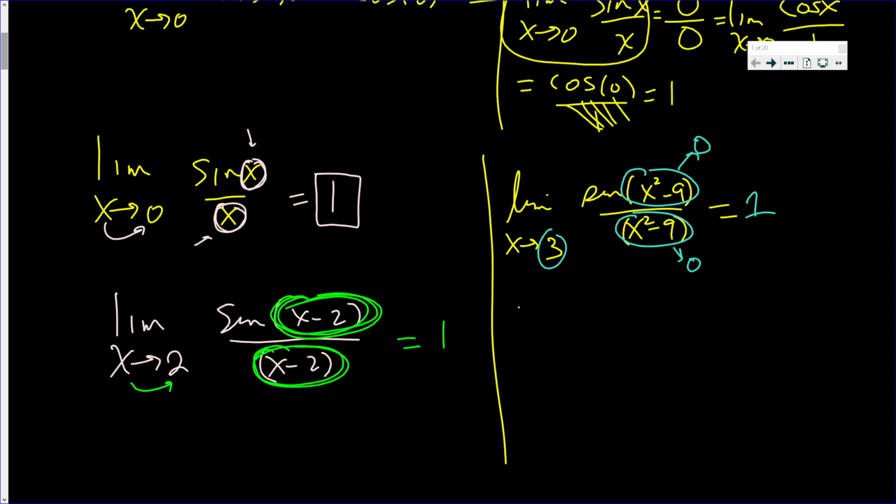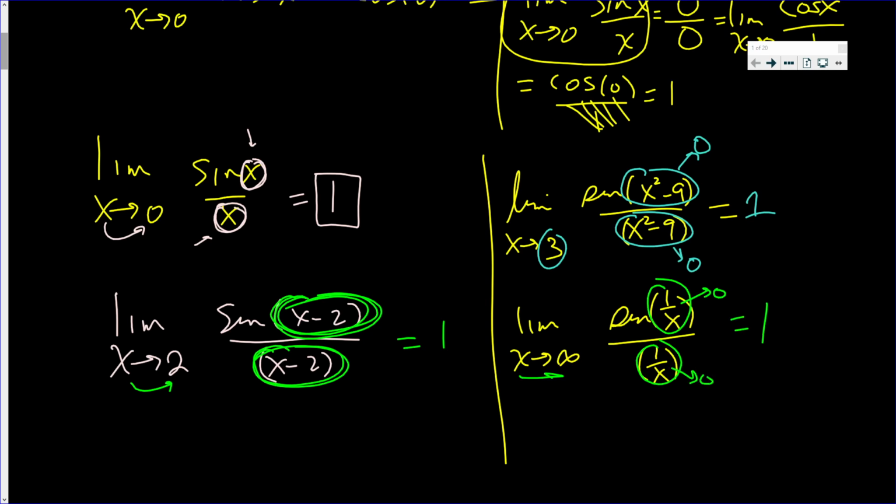Here's a good one. What is the limit as x goes to infinity of the sine of 1 over x over 1 over x? Well, it clearly passed the first test. The sine of this, and we're dividing by that same angle. The second thing is, when x approaches infinity, 1 over x is approaching 0. That's enough for me. This equals 1.